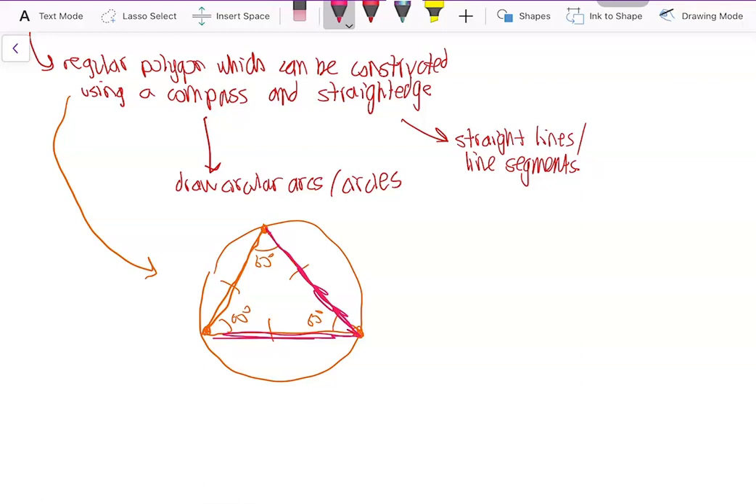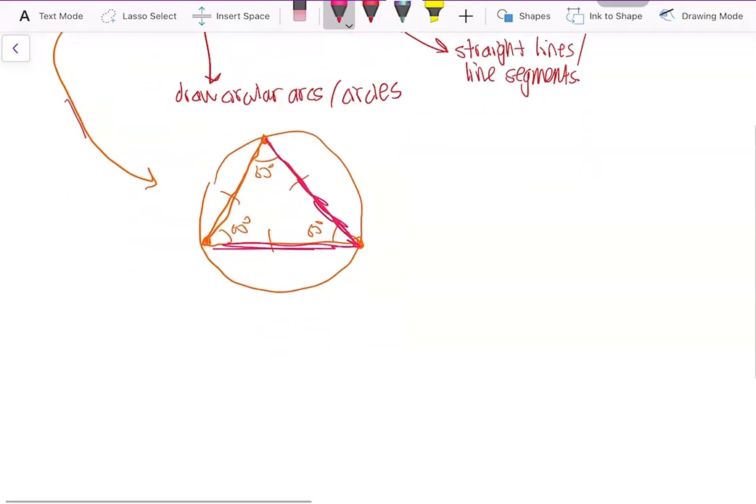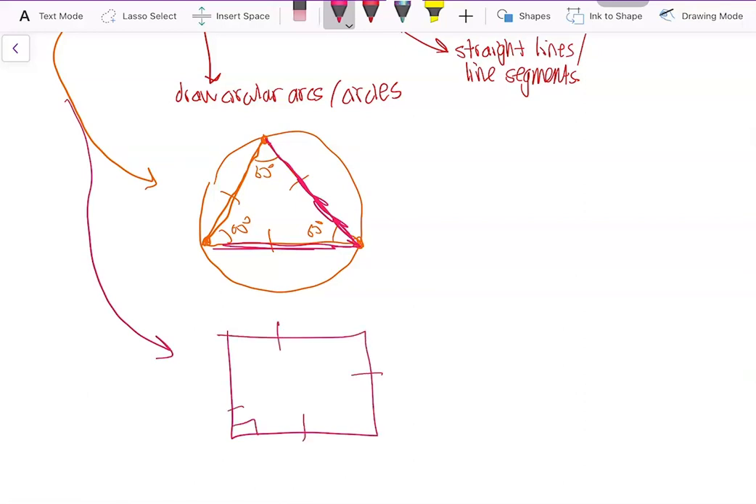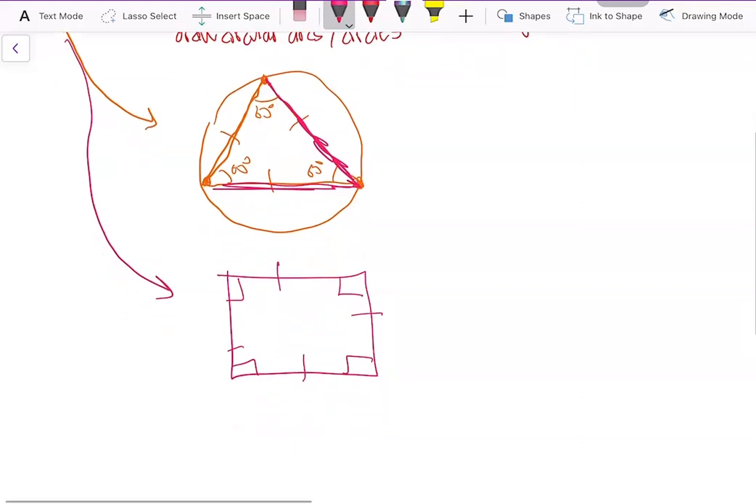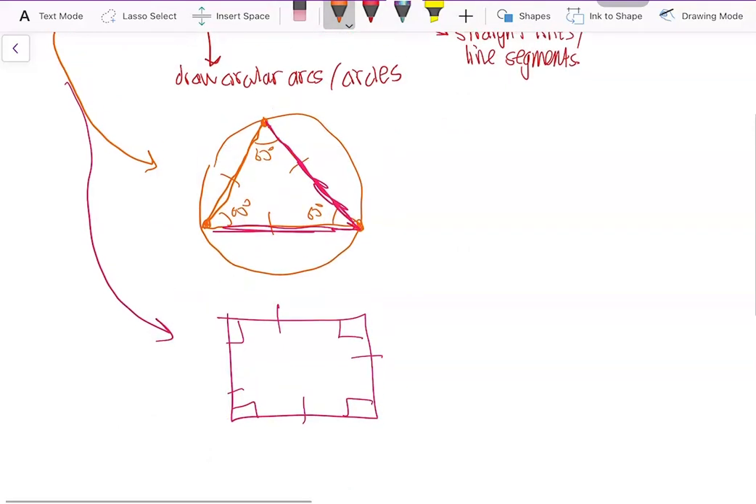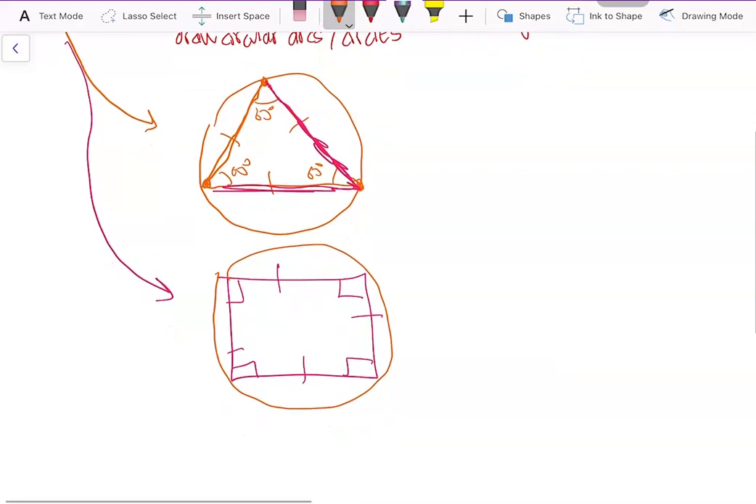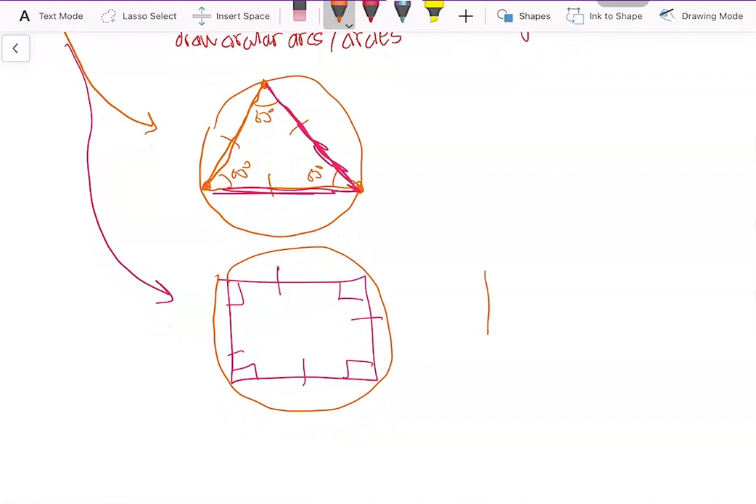Now let's move on to the next polygon, which is a square. We have 4 90-degree angles and 4 equal sides. It also turns out it is not too difficult to construct a square using a compass and a straightedge. In order to do it, you could construct a 90-degree angle first using the compass and straightedge.